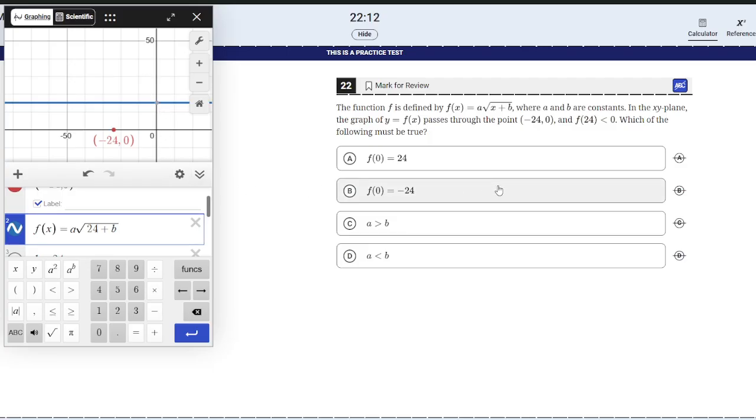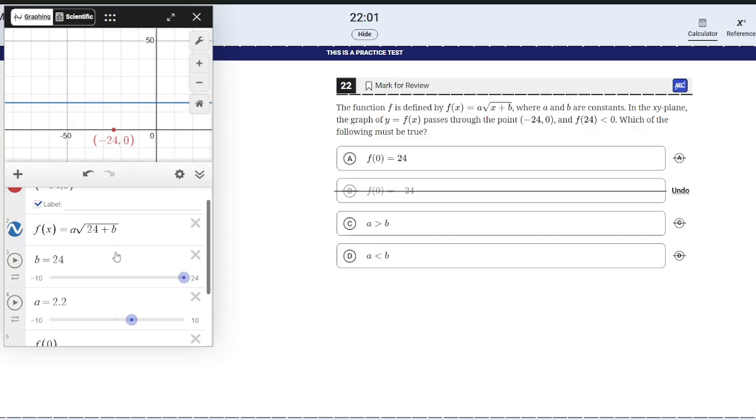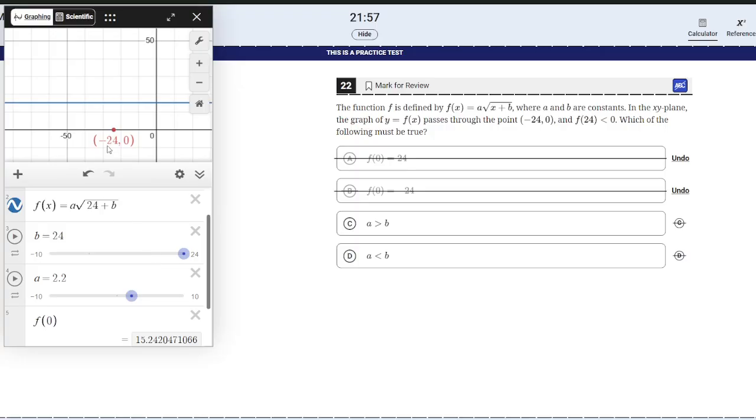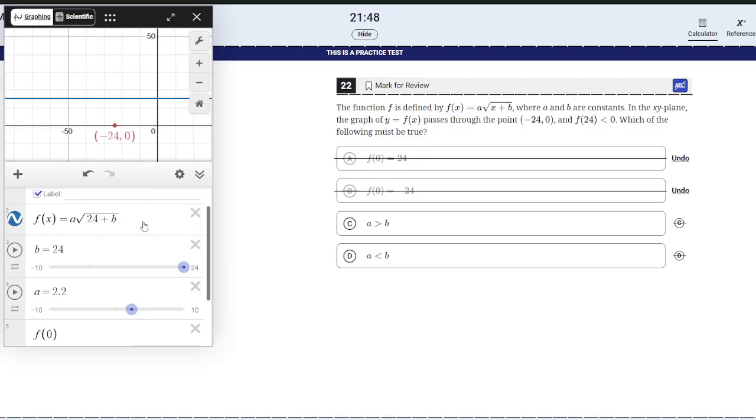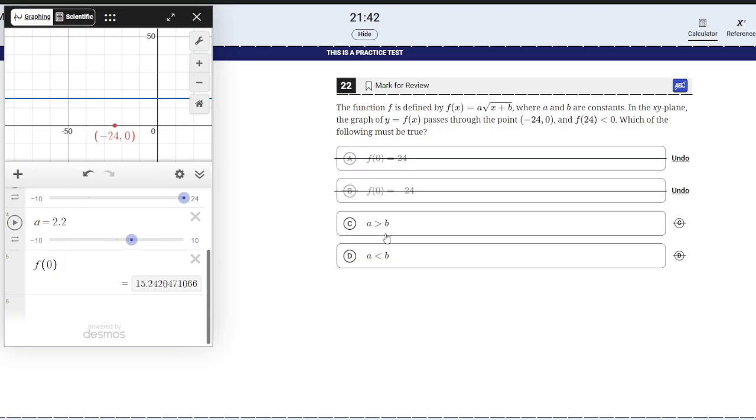f of 0 is -24. Let's see. If I typed in f of 0, it's not true. And f of 0 has to be 24. No. Because right here, it doesn't exactly give us any specific value. So b and a, if it achieves going through that point, and it clearly does, f of 0 is equal to 24, f of 0 is equal to negative 24, isn't true.